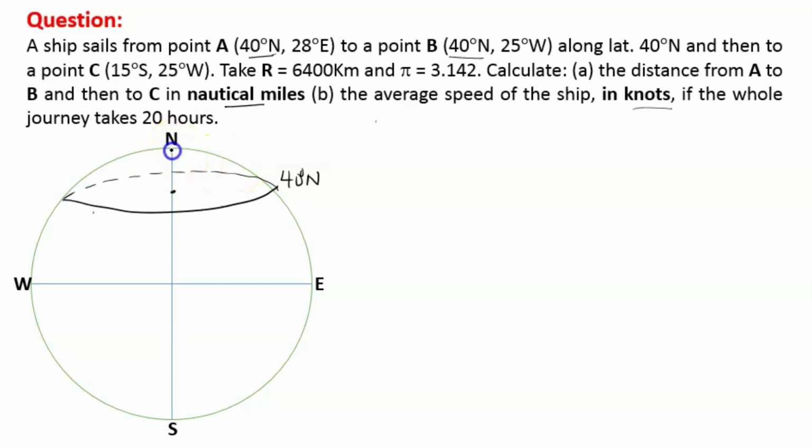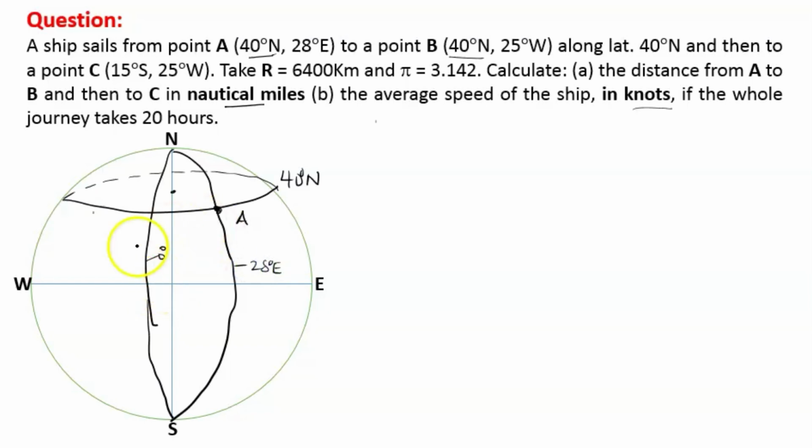Of course, I have to draw my prime meridian. So this is my prime meridian of 0 degrees, as assumed. And then I have to take 28 degrees towards the east. So let's say this is my 28 degrees. This point of intersection is my A. This is 28 degrees towards the east.